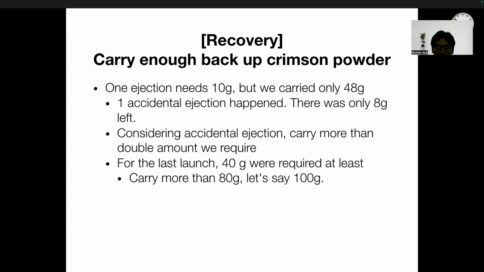So considering such accidental cases, we have to carry the backup, like more than double. So in that case, if we are going to use 40 grams for the launch, we have to carry more than 80 grams, a double of 40. So I think we needed to carry, let's say, 100 grams in the last launch.